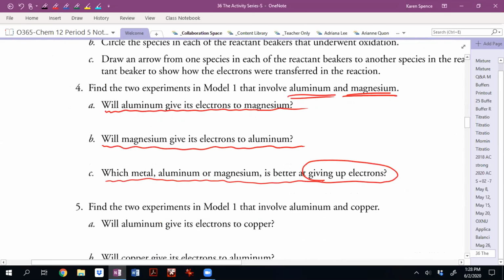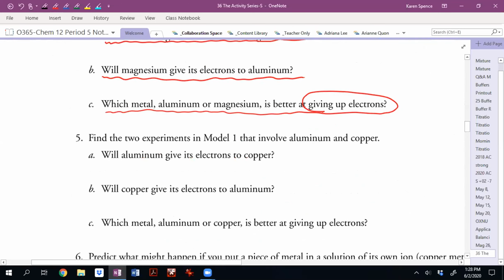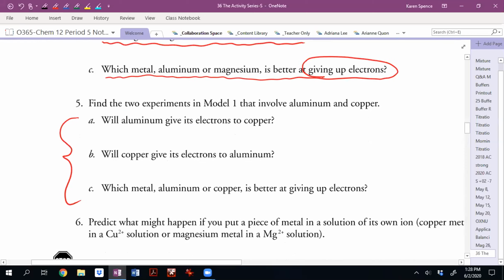So let's see. Will aluminum give its electrons to copper? Will copper give its electrons to aluminum? I'm going to let you guys do this on your own, because you have now seen how it is done.